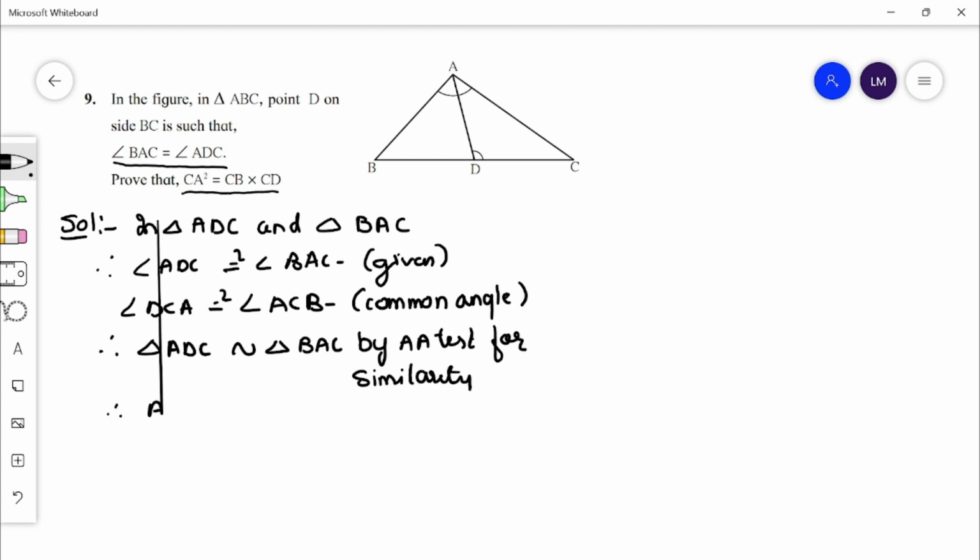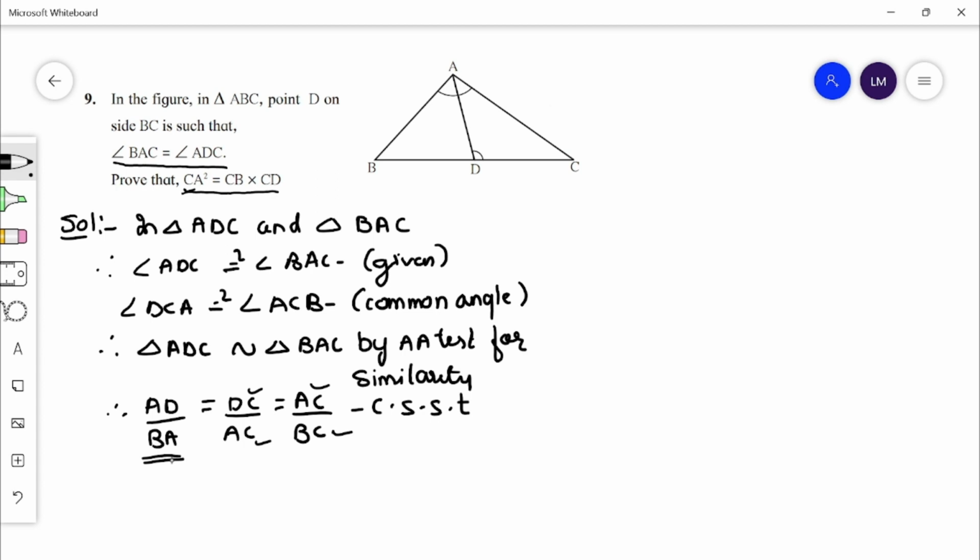Therefore, AD upon BA is equal to DC upon AC is equal to AC upon BC. Reason is corresponding sides of similar triangles. Now we'll check out the question again. CA we need 2 times. That means CA is here, AC and AC. Next is CB and CD, CB and CD. So we don't need this part.